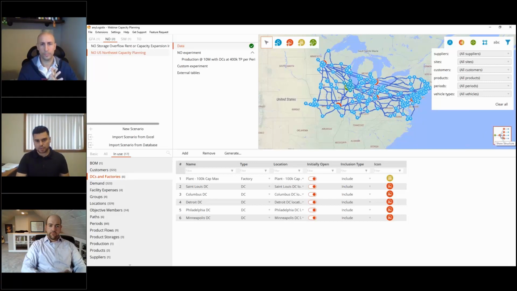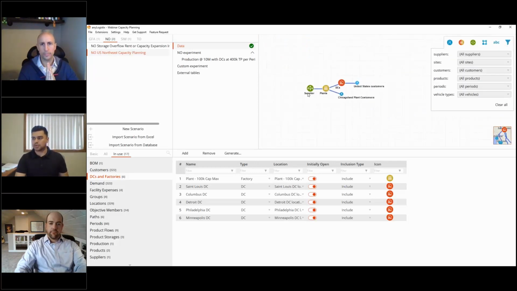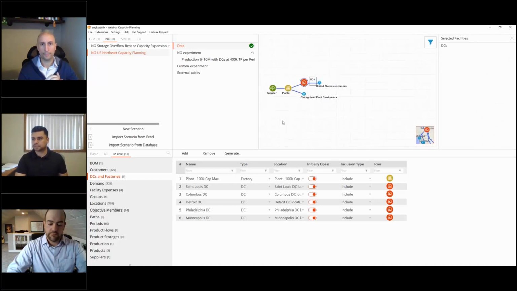But just to give a brief view of the structure, this is what we're really dealing with. We have a supplier providing to a plant, which can provide to the market in Chicago or directly to DCs, which will respond to their respective markets.